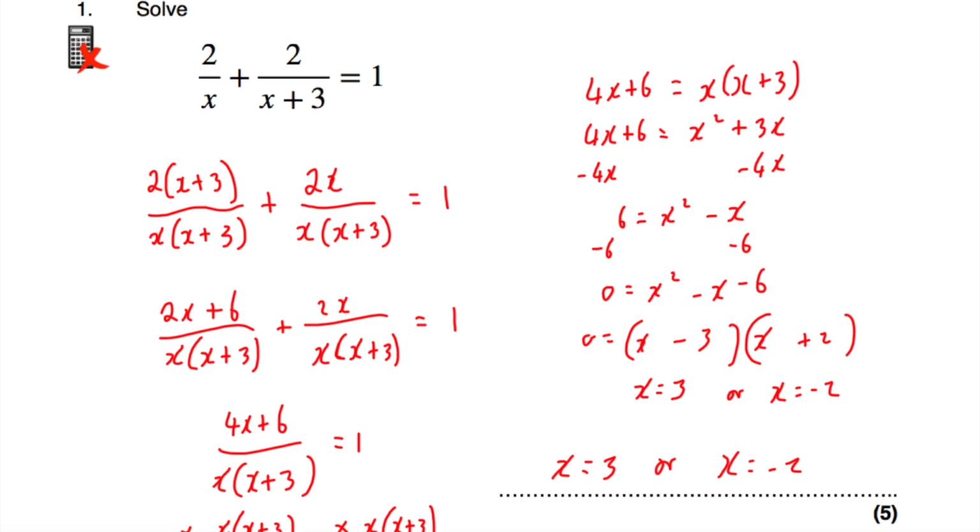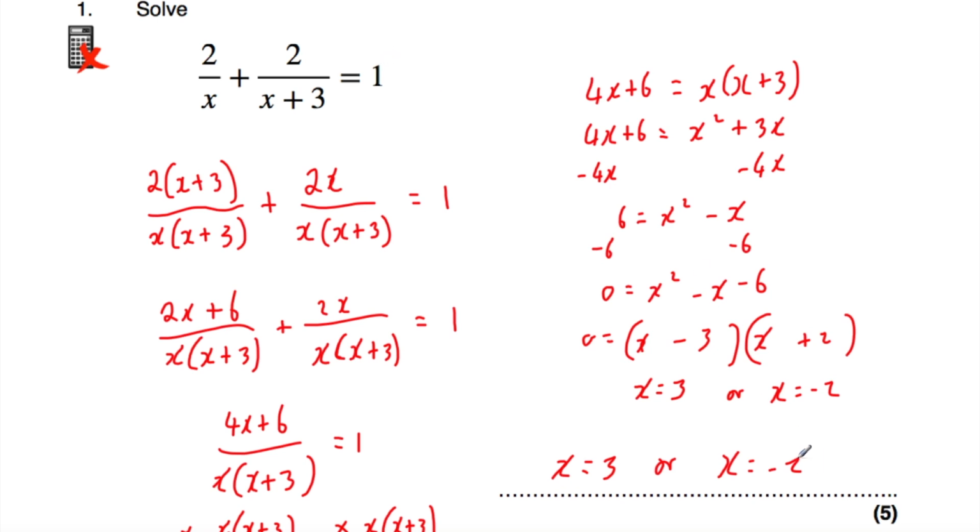Okay, and let's just check our answers. If x was equal to 3, you would have 2 over 3, 2/3, plus, and then 2 over 3 plus 3, 6, so that's 2/6, and 2/6 cancels down to be 1/3, so you end up with 2/3 plus 1/3, and that's equal to 1. So that works.